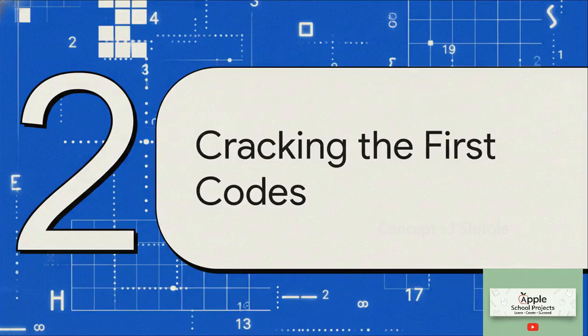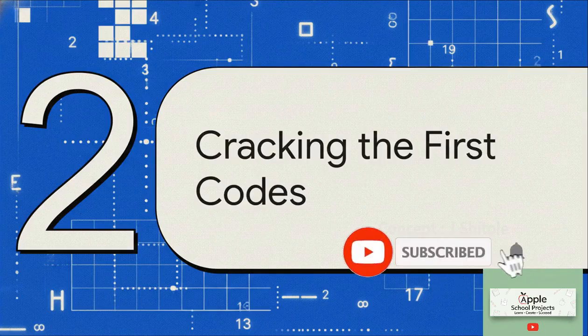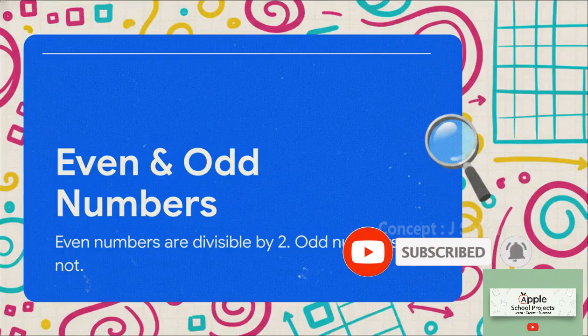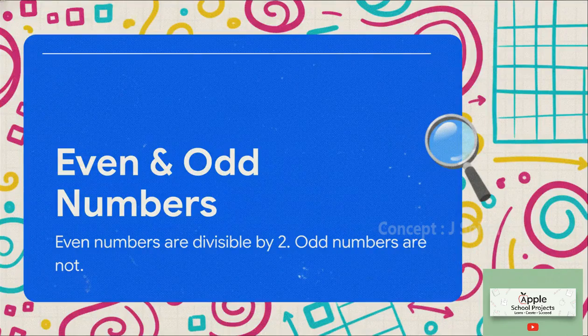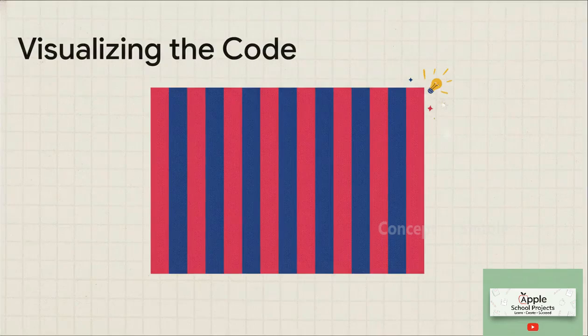Okay, you ready? This is where the real fun begins. We're going to start cracking some of the first codes hidden right inside this grid. Let's start with something we all know, right? Even and odd numbers. Even numbers, you can divide them by 2. Odd numbers, you can't. Simple concept. But watch what happens when we apply this simple rule to our map. So, let's just do a little paint by numbers. We'll color all the odd numbers one color and all the evens another.